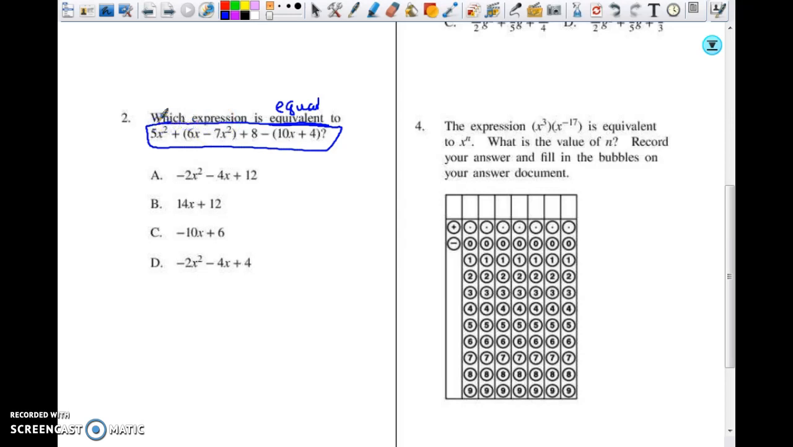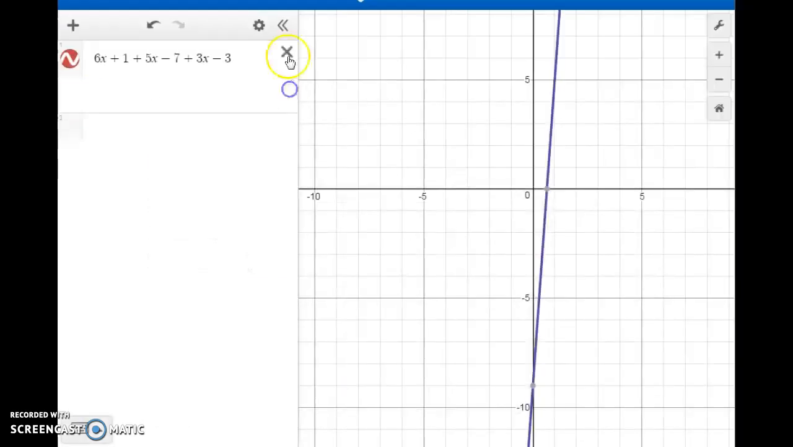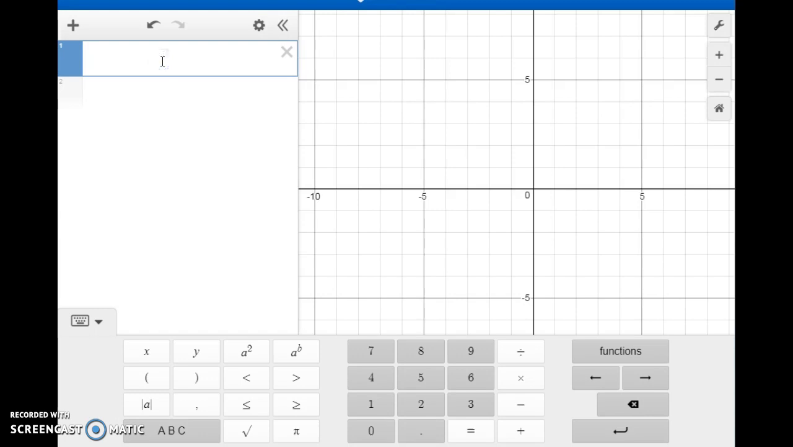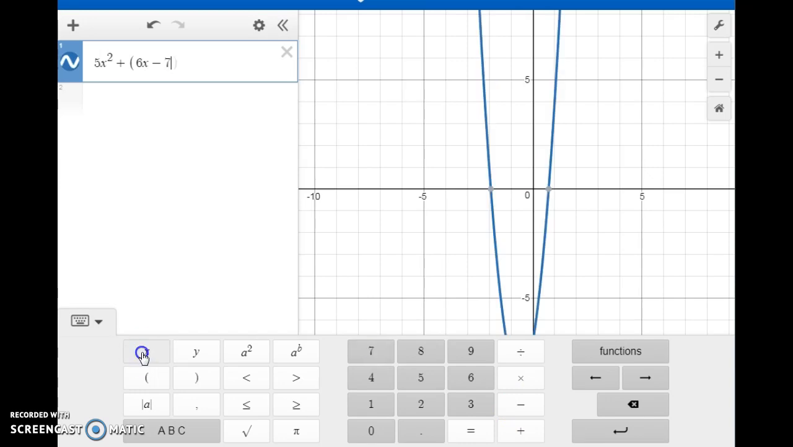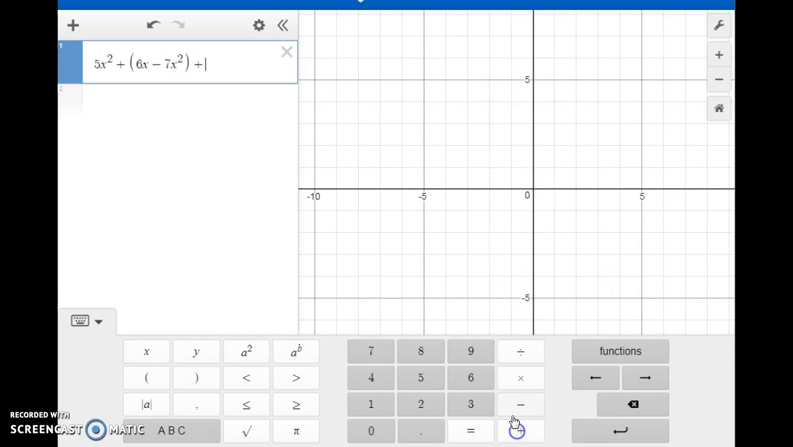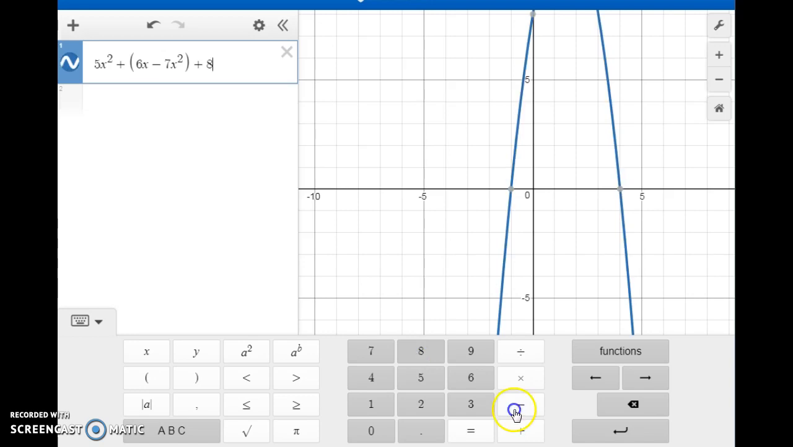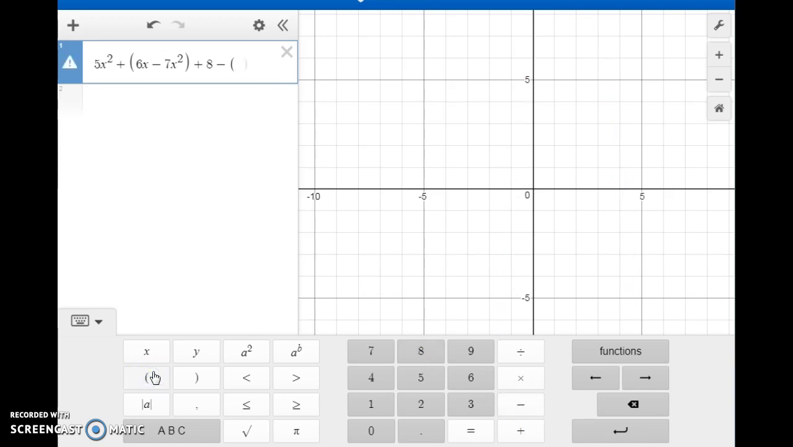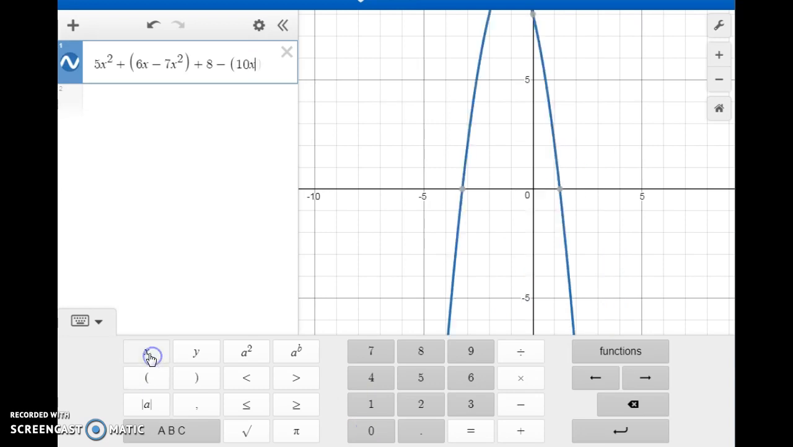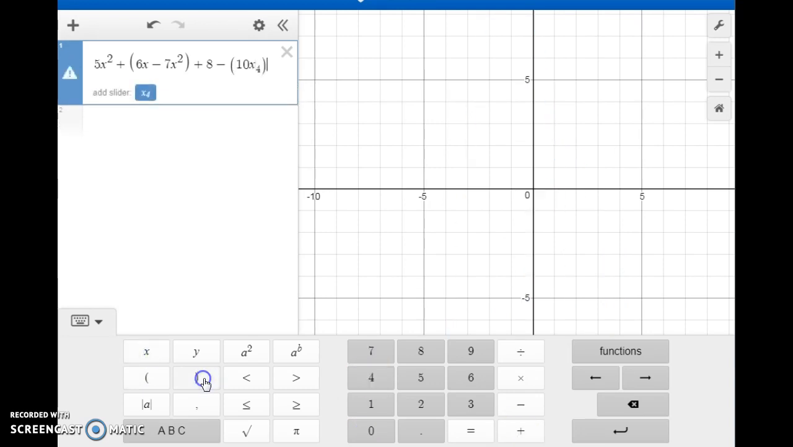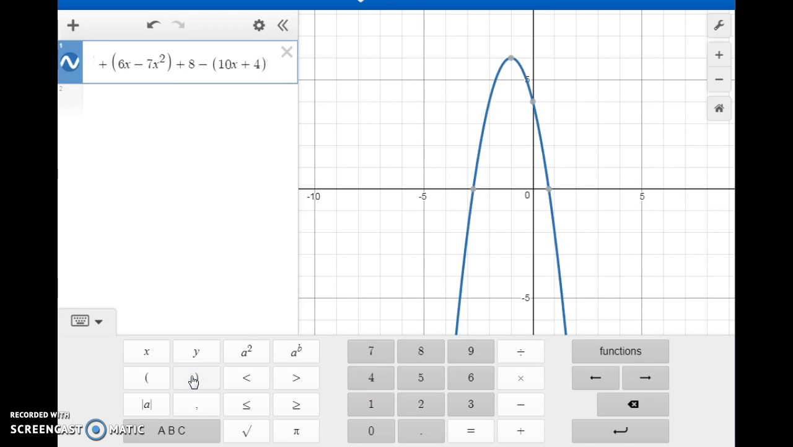Okay, so I'm going to go on ahead and do 5x squared plus, my parentheses, 6x minus 7x squared, close it out, plus 8 minus 10x plus 4. Okay. Ooh, my bad. Plus 4. All right, so now I've plugged it in.